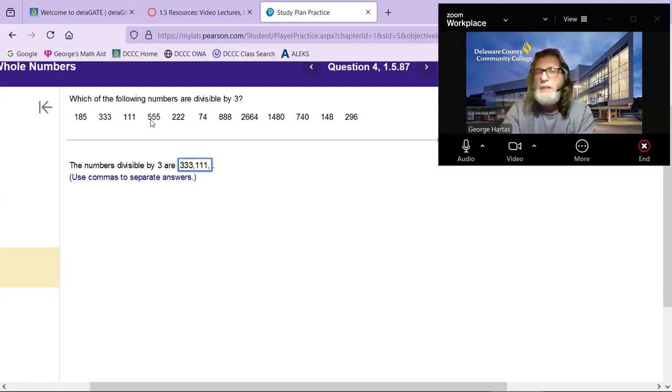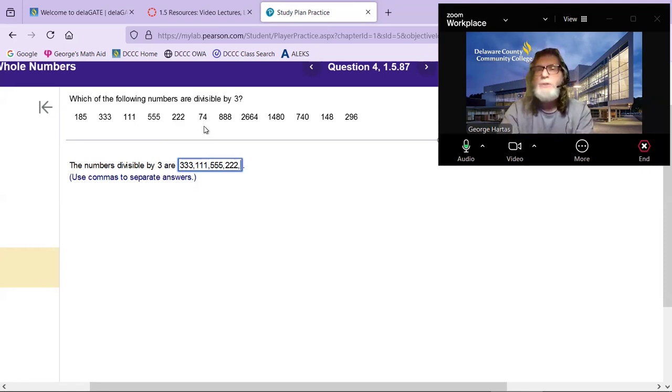5 and 5 is 10. 10 and 5 is 15. Does 3 go into 15 evenly? Sure. So that number goes there. Because if 3 divides into 15 evenly, 3 automatically divides into 555. See that? We can avoid long division. That's the benefit of divisibility rules. Let's go to this one. 2 plus 2 is 4. 4 plus 2 is 6. Does 3 divide into 6? Yep, sure does. So 2, 2, 2 goes there.